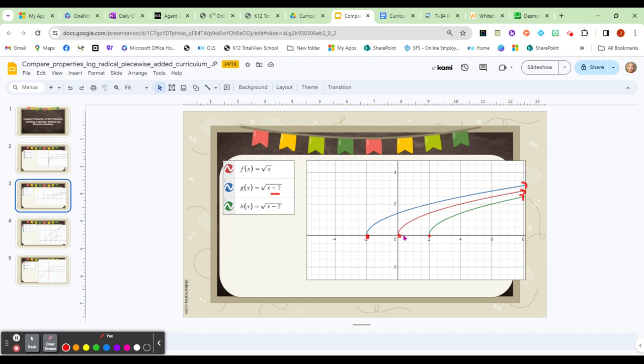If we compare the red graph and the green graph, the green graph is shifted to the right 2 units from the red graph. If we look at the equations, the green graph has a minus 2 inside, which is a horizontal shift to the right. So again, just comparing some radical functions.